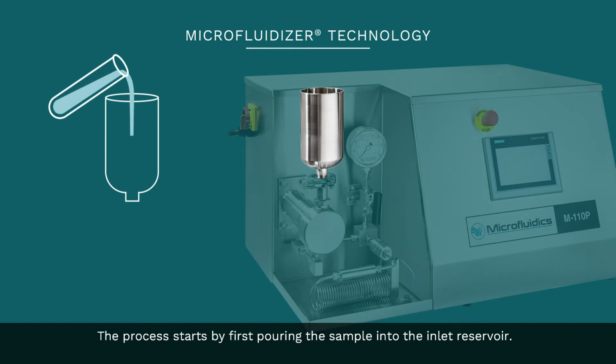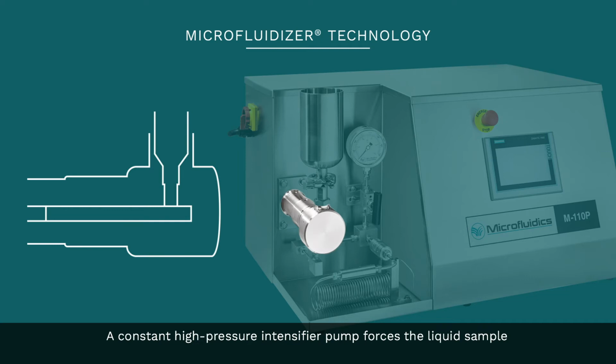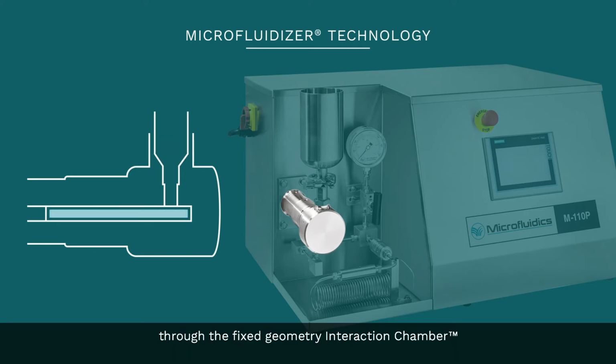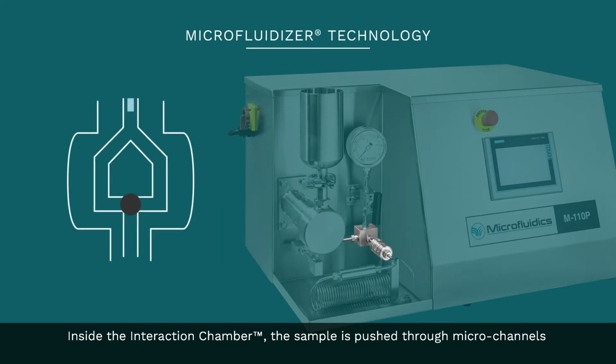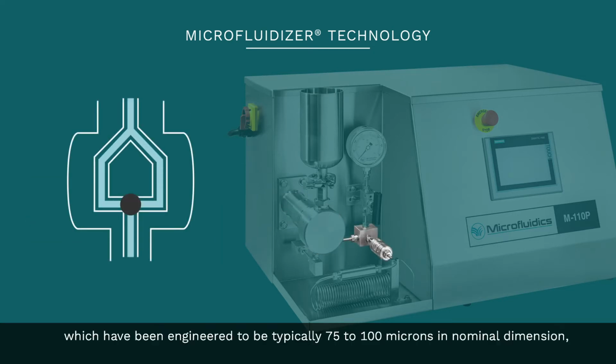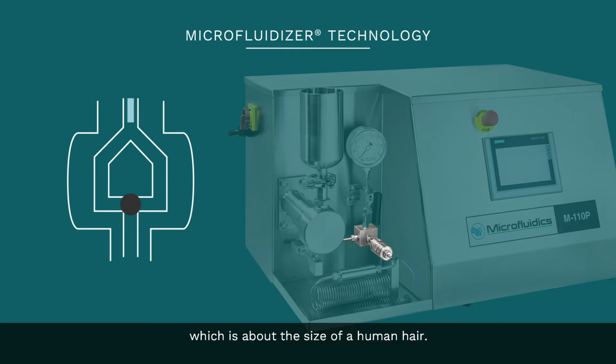The process starts by first pouring the sample into the inlet reservoir. A constant high-pressure intensifier pump forces the liquid sample through the fixed geometry interaction chamber at very high pressures of up to 30,000 psi. Inside the interaction chamber, the sample is pushed through microchannels, which have been engineered to be typically 75 to 100 microns in nominal dimension, which is about the size of a human hair.